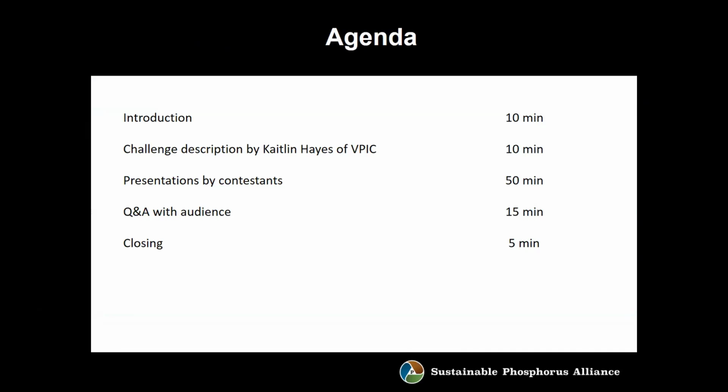A little bit on our agenda today. I've gone through the introduction mostly here. We're then going to have a description of the Vermont Phosphorus Innovation Challenge given by Caitlin Hayes from Vermont. And then we're going to have presentations by the various contestants in that challenge. We'll save the Q&A for the end. We have a good amount of time carved out for that. And then we'll close up.